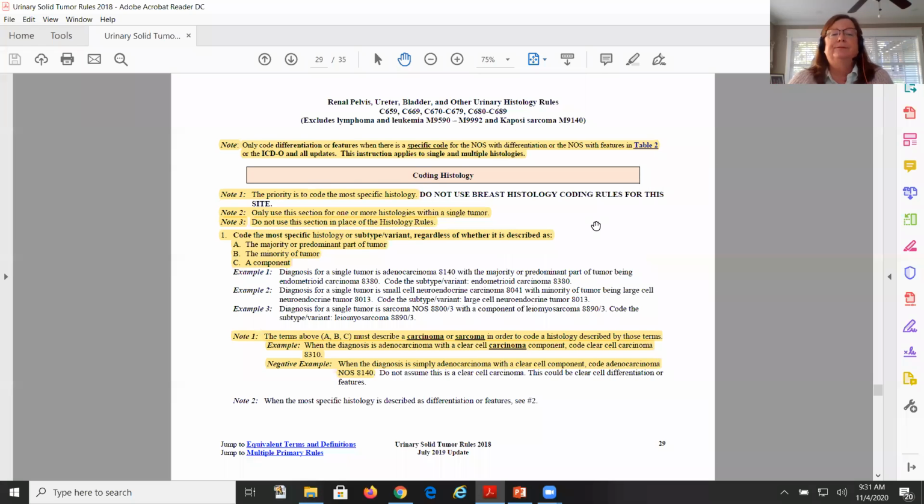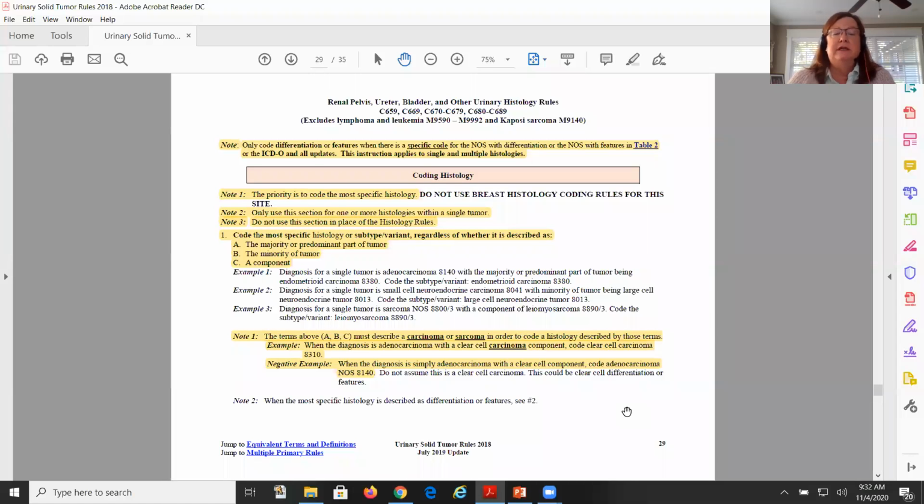Coding histology. Again, the priority is to code the most specific histology. Only use this section for one or more histologies within a single tumor. Do not use this section in place of the histology rules. Code the most specific histology, whether it is described as the majority or predominant part of tumor, the minority of tumor, or a component of the tumor.